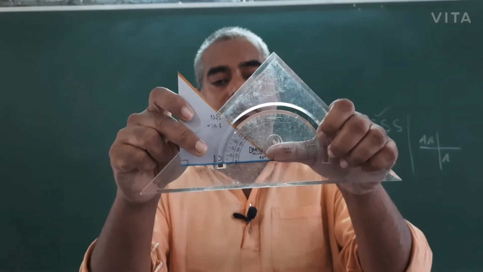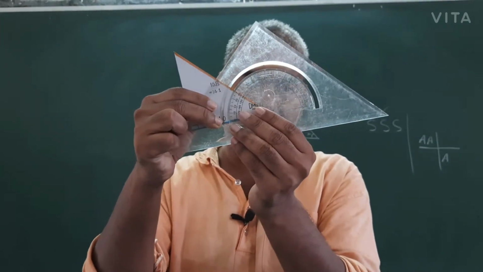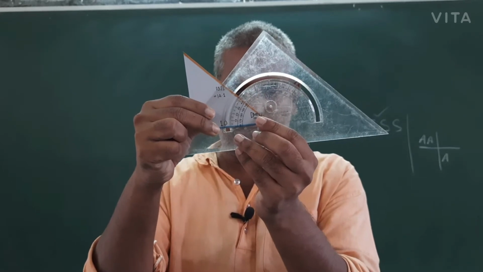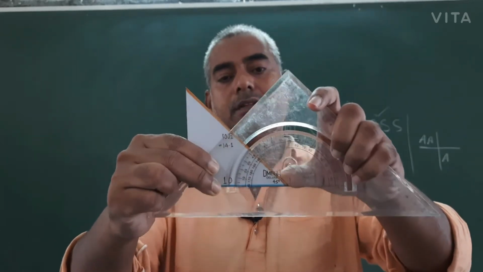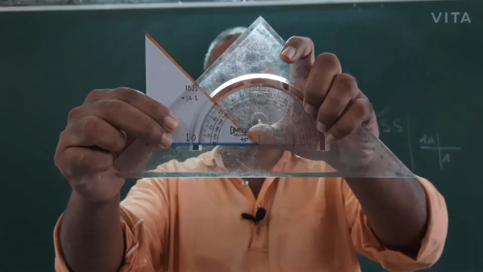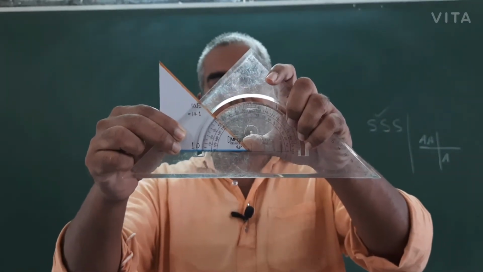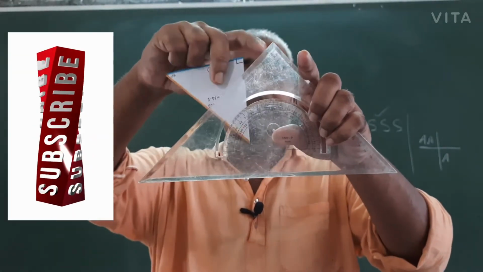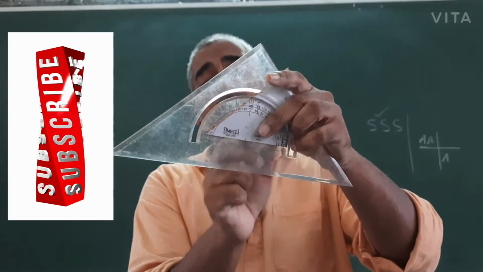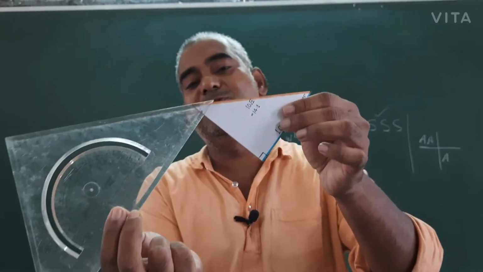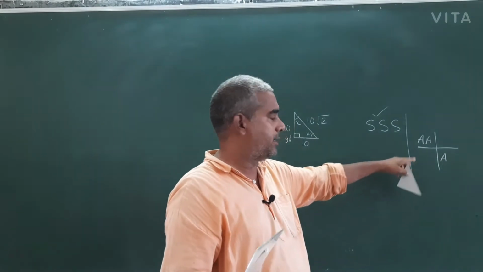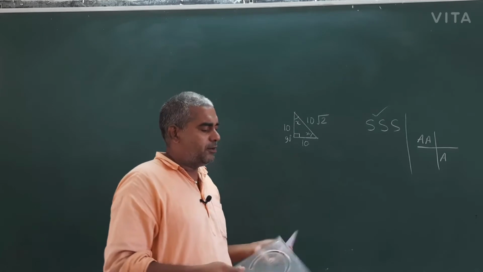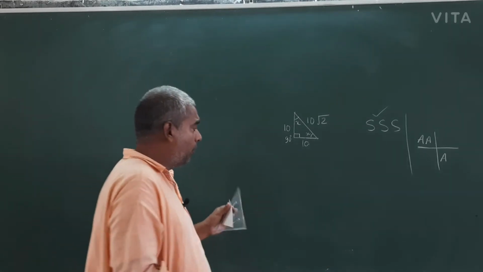This one appears to be 45. And this side. All three: if you know only 2, there is no need to measure the third one, because the third one you can calculate. Suppose I don't have any scale. Then what will I do?